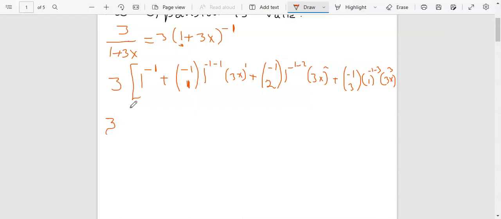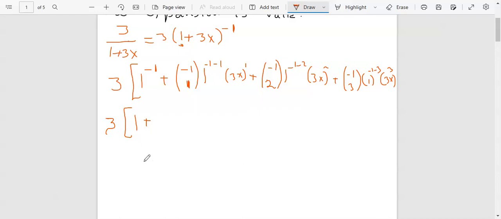So this is the same as the 3. Now 1 to the power anything is always 1, so this will just be 1. Okay, plus we have got negative 1 combination 1. This one, which is a negative 1 combination 1.